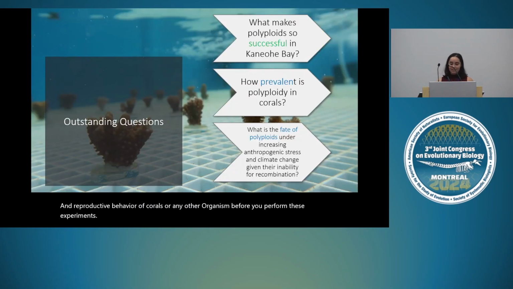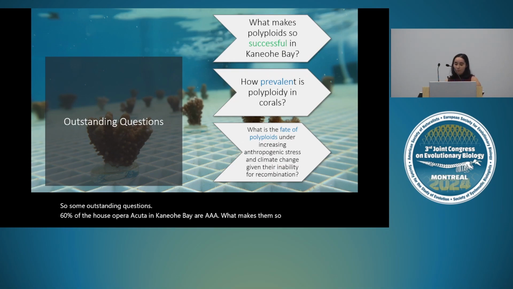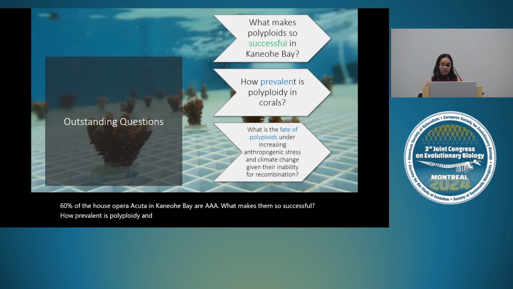So, some outstanding questions. 60% of the Pocillopora acuta in Kaneohe Bay are triploid. What makes them so successful? How prevalent is polyploidy in corals overall? And what is the fate of polyploids under increasing anthropogenic stress and climate change, given their inability for genetic recombination?